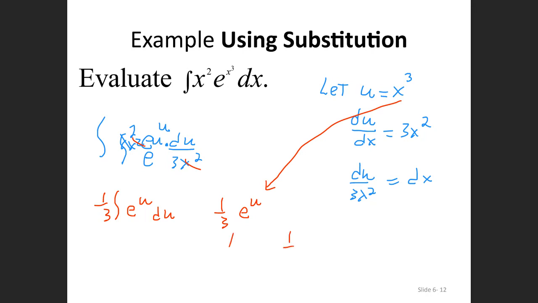So I'm going to end up with 1/3 e to the x to the third. And that is exactly what you ended up with. That is exactly right. That is called u substitution. Let's try another one. The only way to get good at these is just to keep working at them. All right, let's try another one here.